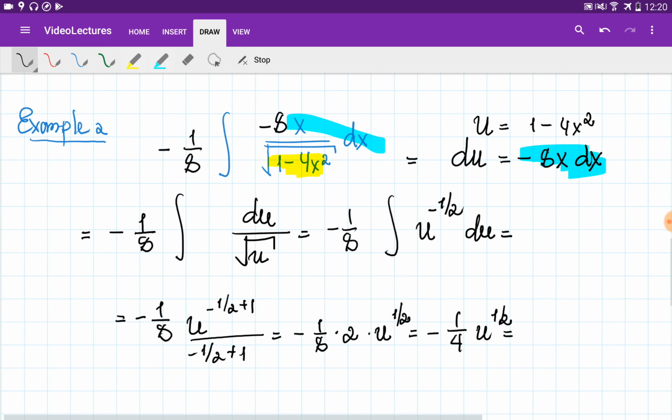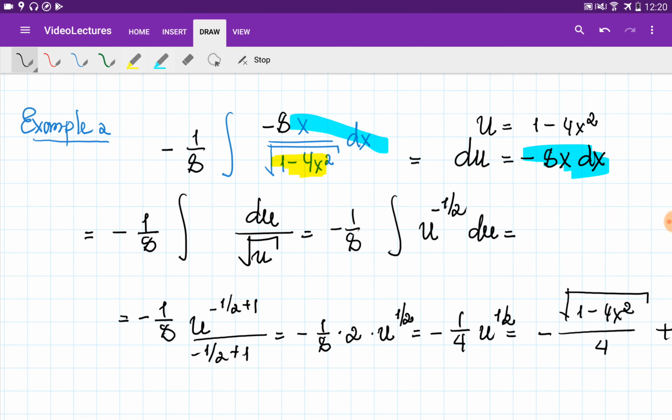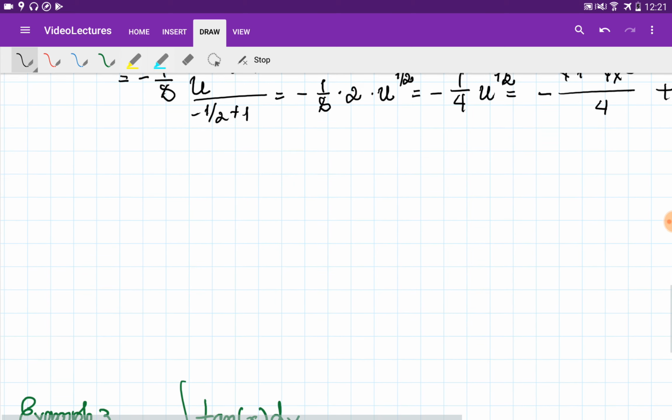And now we're going to resubstitute this back. It's going to be the square root of 1 minus 4x squared divided by 4 with the minus sign, plus some constant. So now the conclusion is that whenever our function differs from the derivative du by just some constant, we can always deal with this by multiplying by this constant and dividing by this constant in order to keep the balance in our equations.